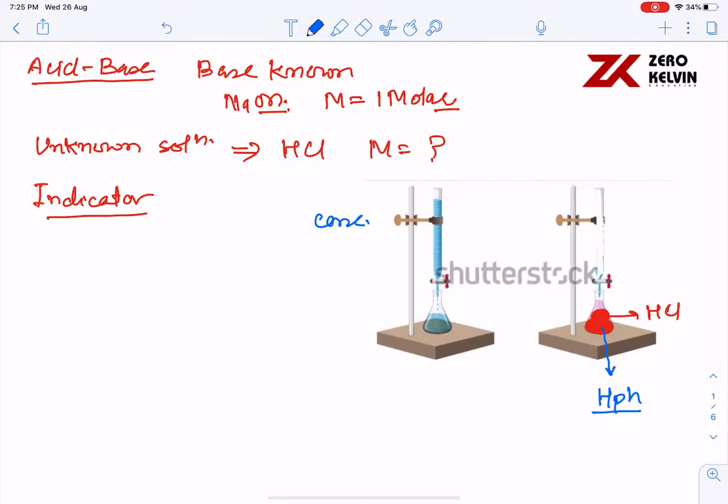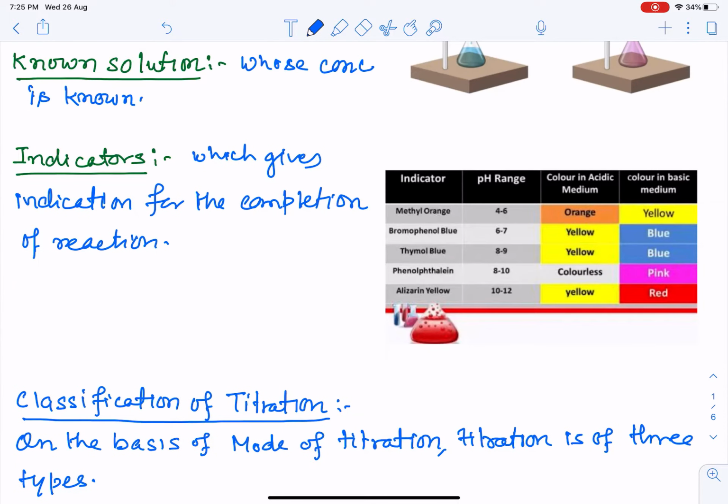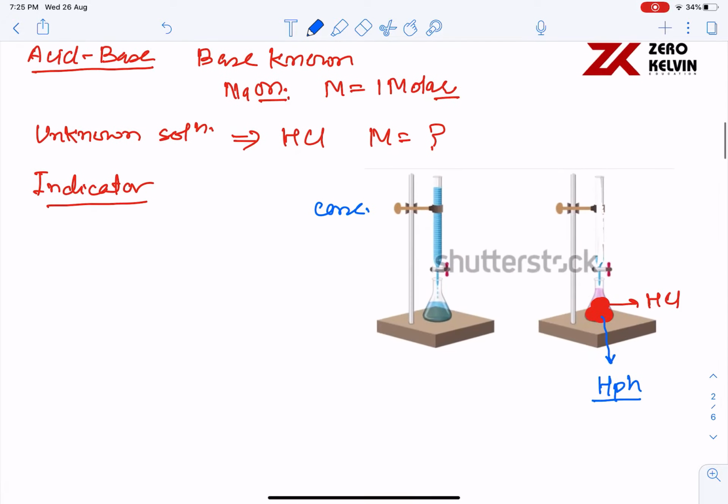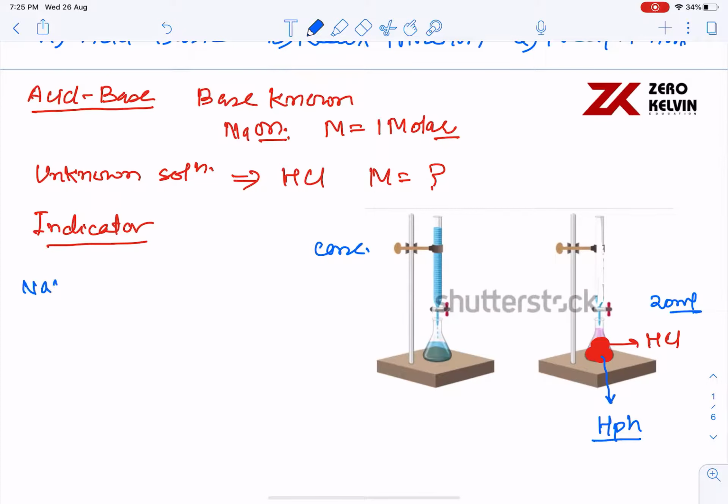Why? Because the unknown solution will be basic, and phenolphthalein changes color in basic medium. See over here, phenolphthalein will change the color in the basic medium, right? So say I have taken HCl, 20 ml. From the burette I am adding NaOH. NaOH will combine with HCl and form NaCl plus water. We are adding NaOH drop by drop to this HCl, so slowly the pH of the solution will increase.